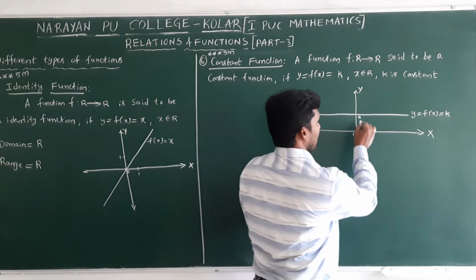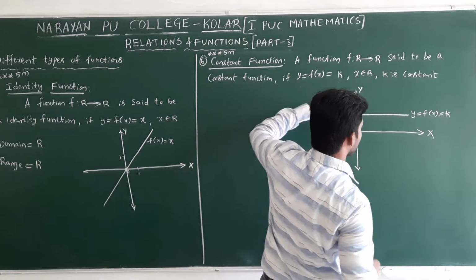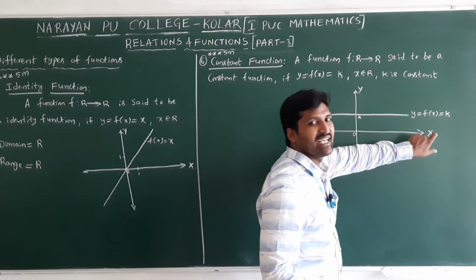Clear? I am not taking it again. K is what? y is equal to k means the line which is parallel to which axis? X axis.